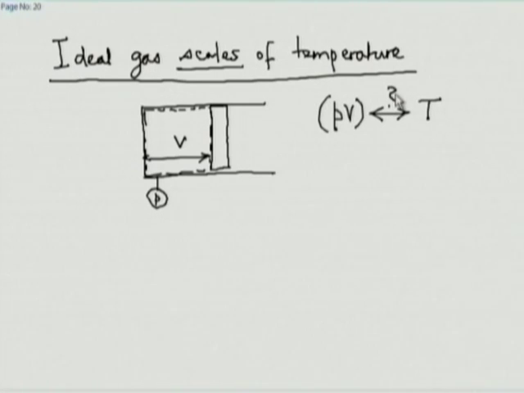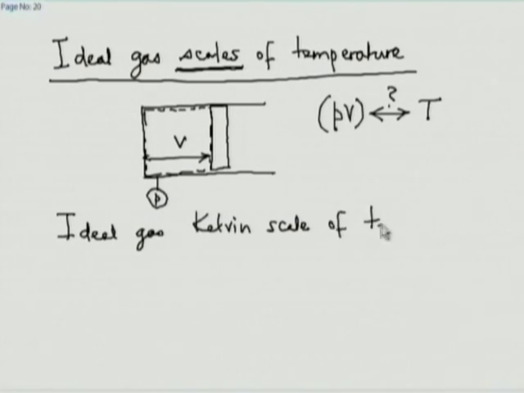Now this mapping makes the scales a bit arbitrary. We can define a fixed point and we can define a mapping, and we can define an ideal gas scale of temperature. Anybody is free to do that, and many people have defined the ideal gas. For example, there is a Rankine scale of ideal gas temperature, but we will look at one as the standardized ideal gas scale of temperature, and that is the ideal gas Kelvin scale of temperature.